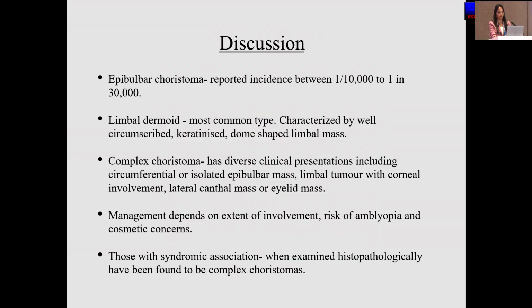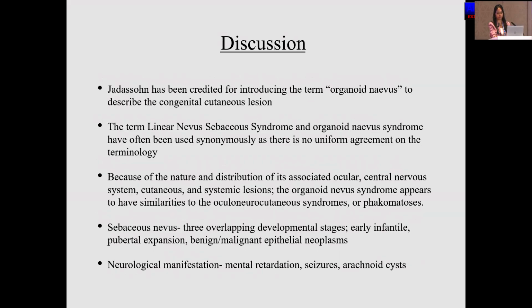So going by the literature, epibulbar choristoma has a reported incidence between 1:10,000 to 1:30,000, limbal dermoid being the most common type and characterized by a well-circumscribed keratinized dome-shaped limbal mass. Complex choristoma has diverse clinical presentations, including circumferential or isolated epibulbar mass, limbal tumor with corneal involvement, lateral canthal mass, or eyelid mass. Management depends on extent of involvement, risk of amblyopia, and cosmetic concerns. Those epibulbar choristomas with syndromic association, when examined histopathologically, have been found to be complex choristomas.